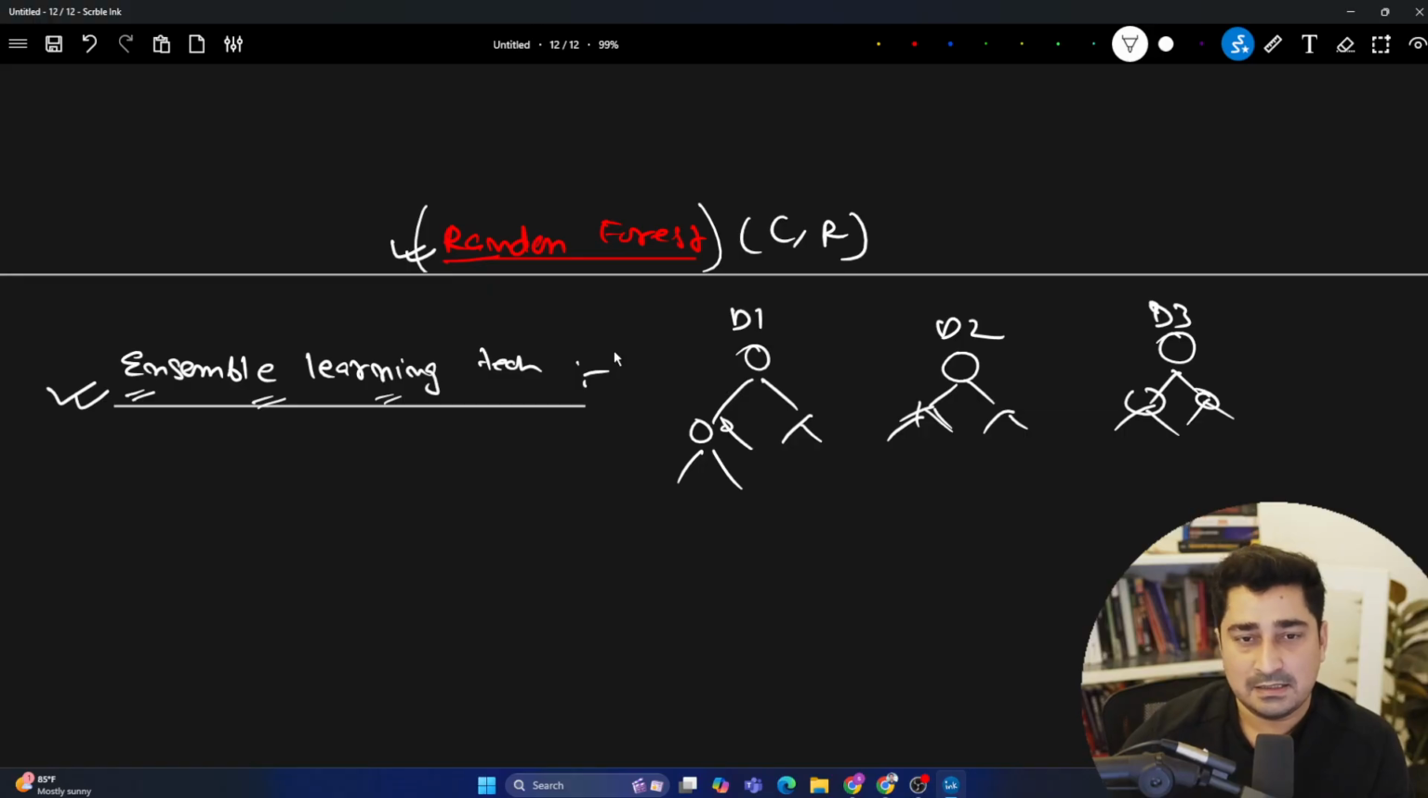Now, as you can see, the name suggests that it's a forest. Forest means a collection of trees. We have already discussed trees. So forest, in a layman's way, is just a collection of trees. So what is the meaning of random in random forest? We'll try to explain this.